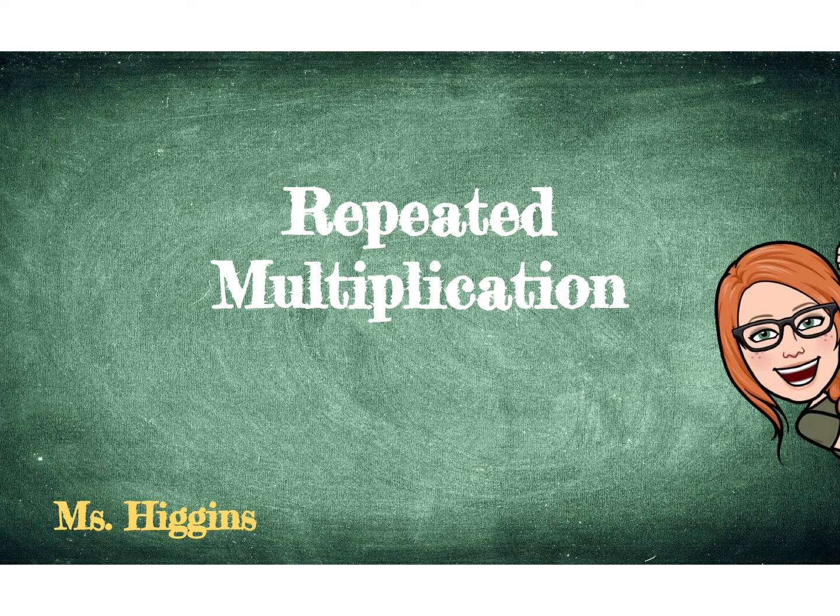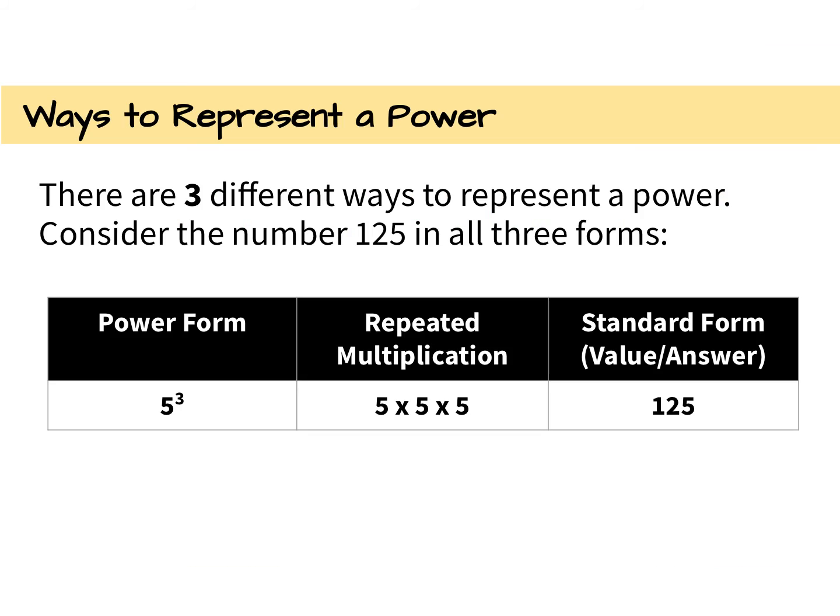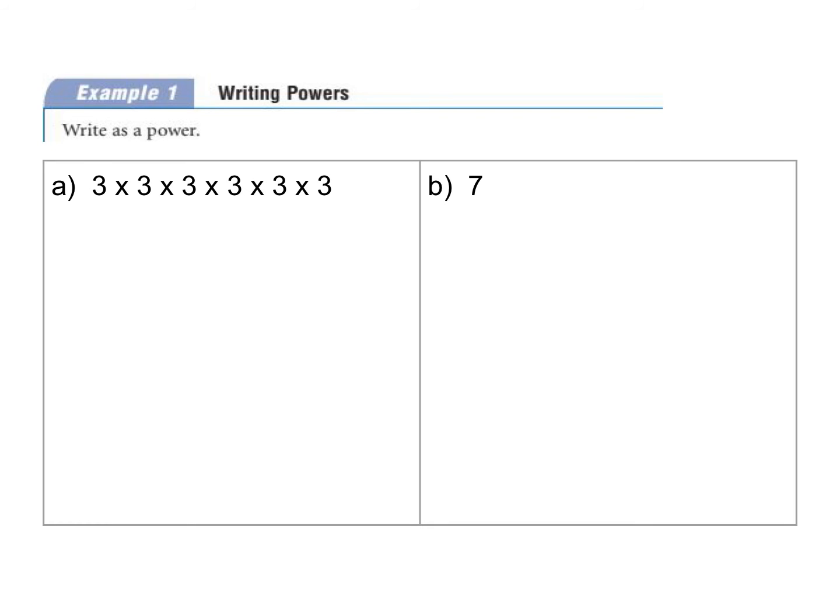Let's learn a little more about repeated multiplication. There are 3 different ways to represent a power that we'll be talking about. Consider the number 125. Let's look at all 3 forms. There's the power form, there's repeated multiplication, and then there's the standard form, which is the value or answer.